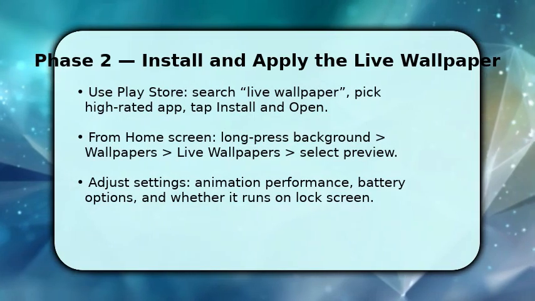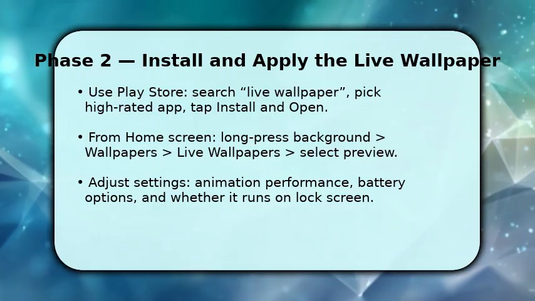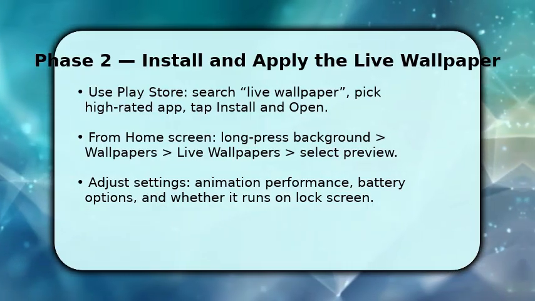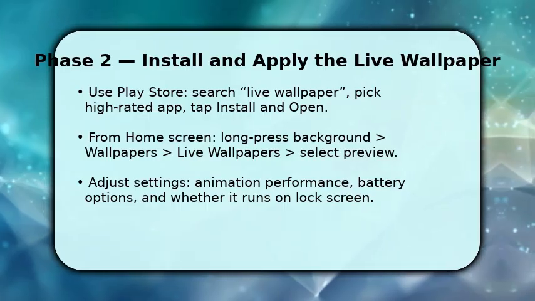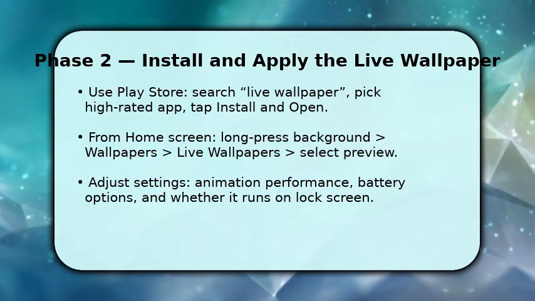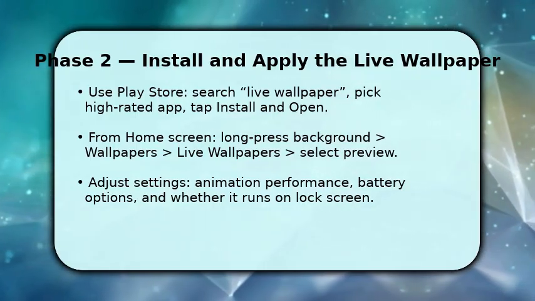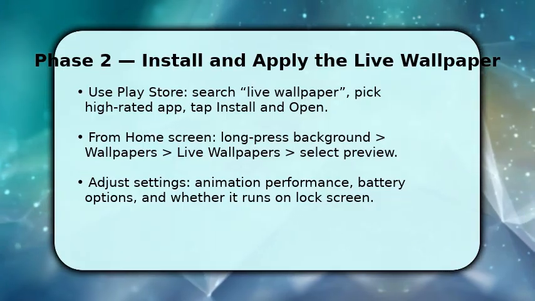Now install and apply the live wallpaper. If using Play Store, choose a high-rated live wallpaper app and tap Install, then open and follow its Apply or Set Wallpaper button. If using built-in options, long press the home screen, choose Wallpapers, then Live Wallpapers. Preview animations and tap Set Wallpaper for home, lock, or both.